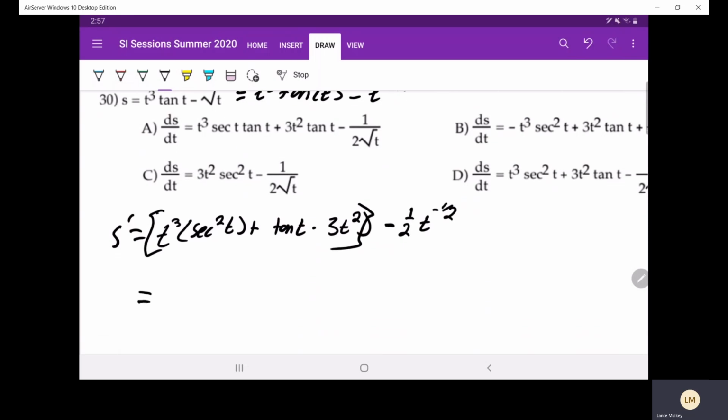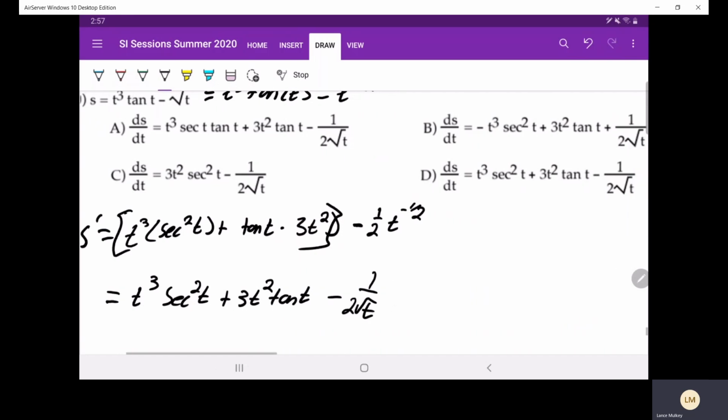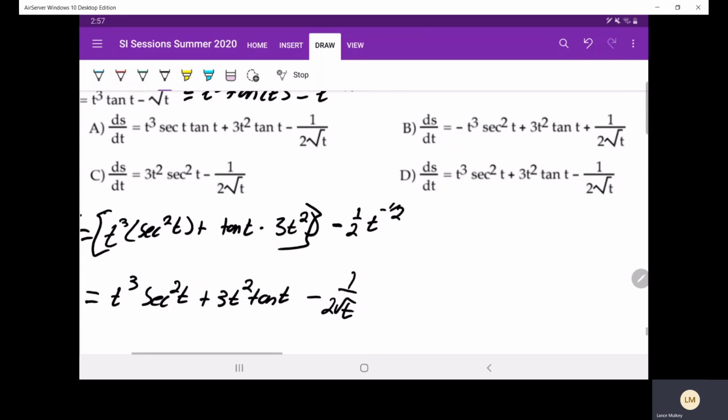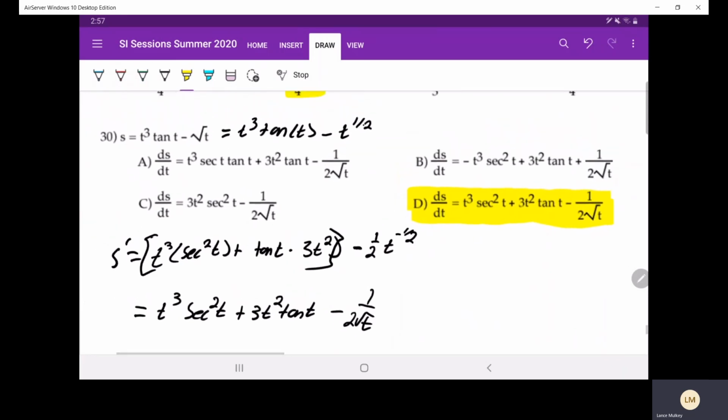which equals t cubed secant squared t. Ew. Plus 3t squared tan t minus 1 over 2 square root of t. Yep. I don't know if he's going to give you multiple choice or make you do a handwritten. Probably has to do multiple choice, honestly.